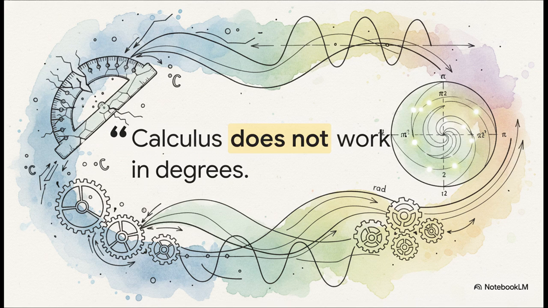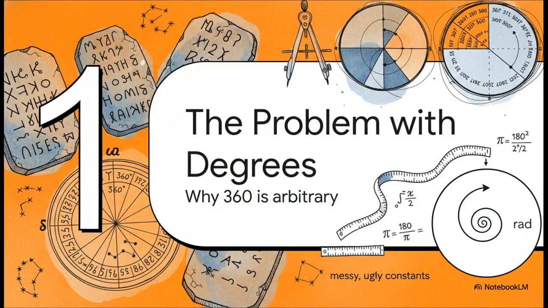It's that important. So what's the big deal with degrees anyway? Well, they're kind of made up, totally arbitrary. The whole 360 degrees thing was just a convenient number chosen by ancient Babylonians. It has nothing to do with the actual geometry of a circle itself. And because of that, when you get to calculus, using degrees forces you to stick all these messy, clunky numbers into your formulas. Radians are the clean, natural solution to that problem.